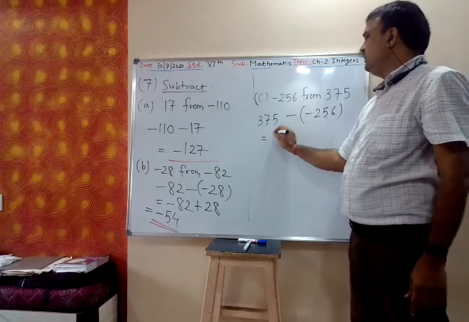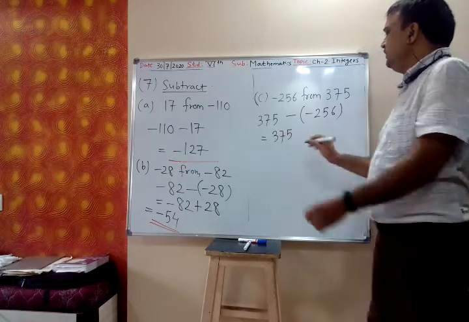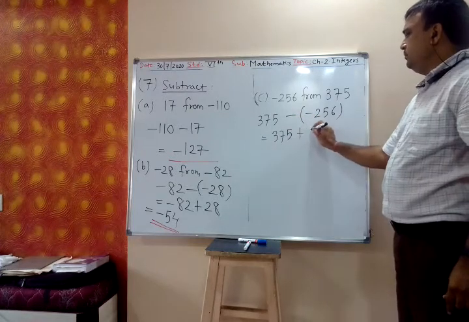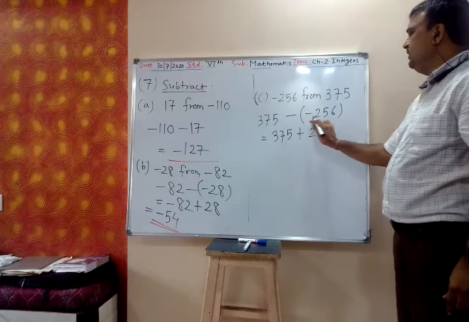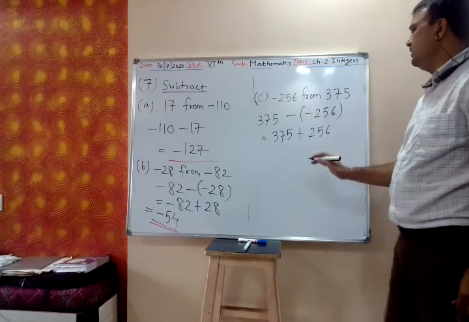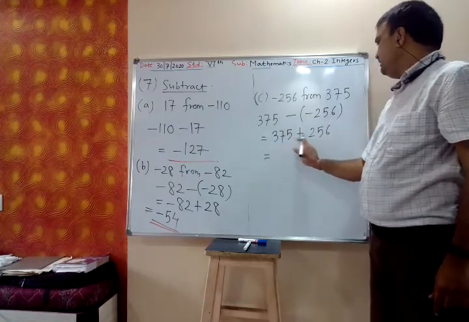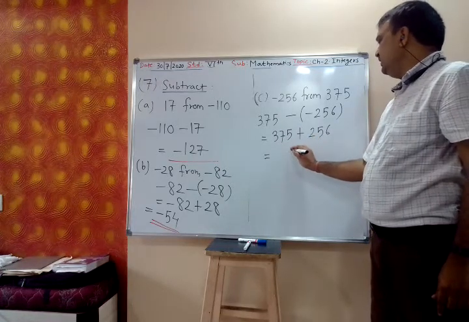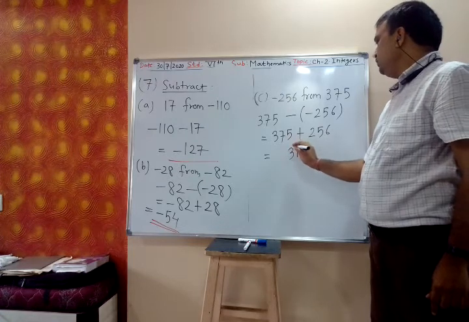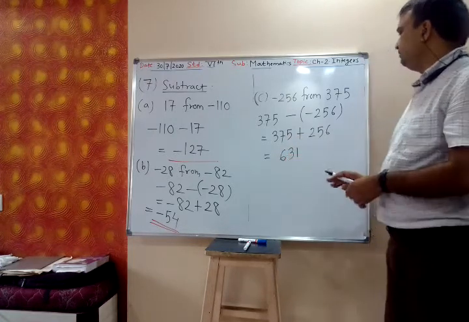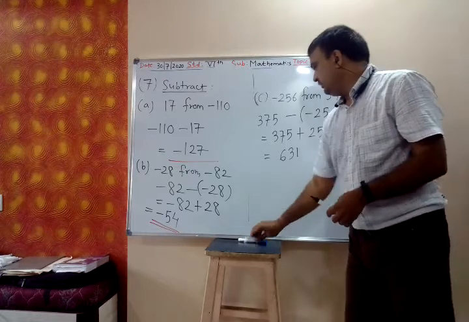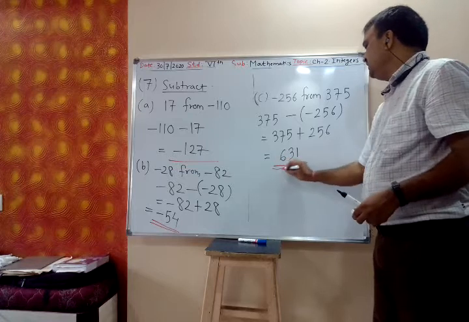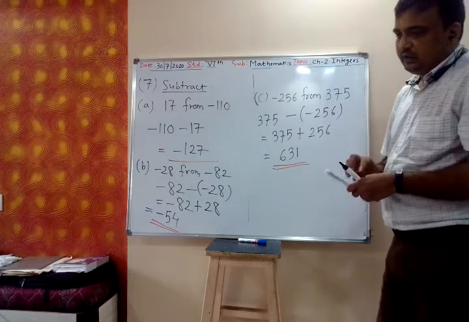So this becomes 375, and I have explained this to you: whenever minus signs are together, minus becomes plus. Minus signs become plus whenever they are together. So 5 plus 6, 11. 7 plus 5, 12, plus 1, 13. 3 plus 2, 5, plus 1, 6. 631 is the answer.